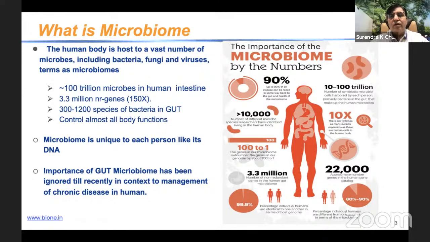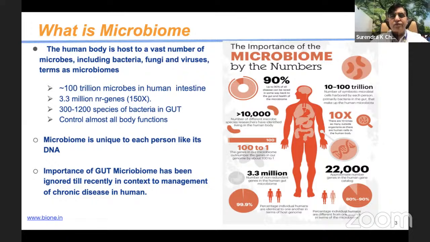There are several groups of microbes, and there are hundreds of trillions of microbes in the human intestine. More than 150 times the human gene count, more than 3.3 million non-redundant genes are represented by these microbes. There are 300 to 1,200 species, depending on the person's age, gender, and daily life. These species reside in the gut and have control over almost all functions of the human body. Some diseases are initiated by genetic factors, and certain diseases are initiated by the microbiome, which we are going to discuss in a few slides.